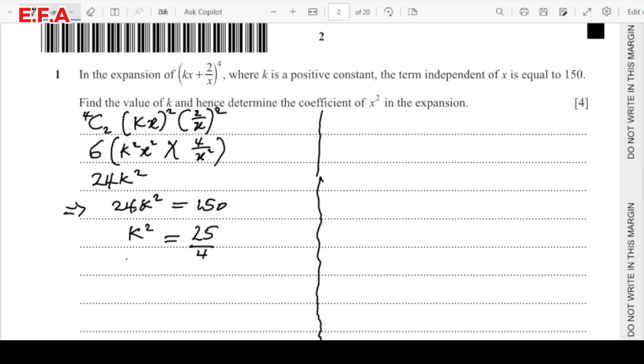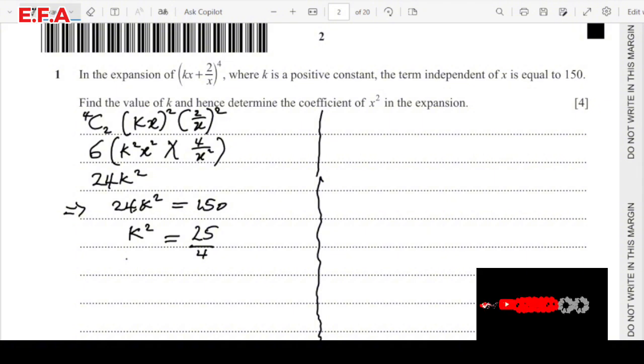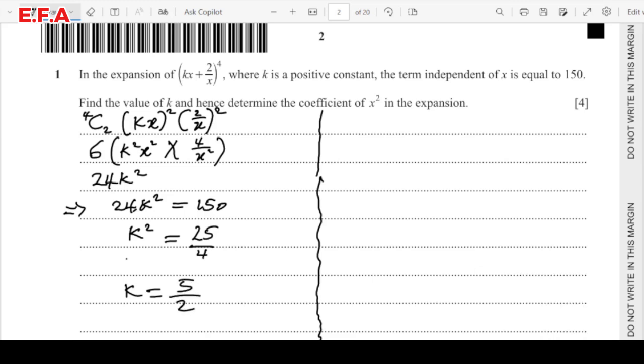But we're told that k is a positive constant. Remember, when you find the square root of any term, you get a positive and a negative answer. Because we are told that k is a positive constant, we only need the positive square root. So k would be 5 over 2. That is the value of k.